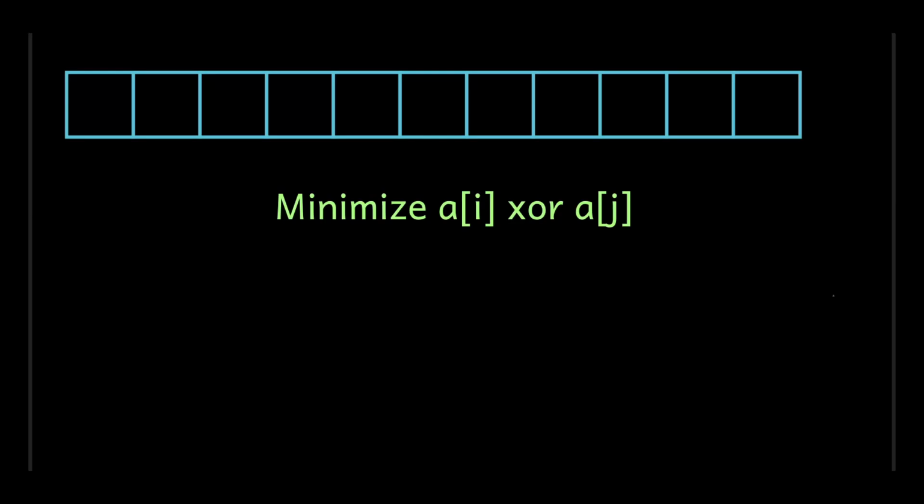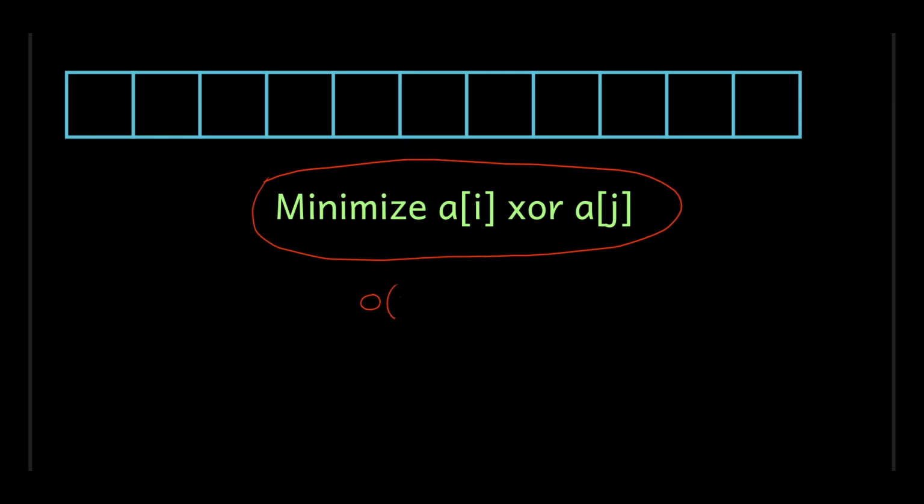In this video, we will discuss a famous Codeforces problem that asks you to minimize the XOR between two elements of an array. You have to compute the solution in O(n log n) time because the O(n^2) solution is the brute force one, which is very trivial.